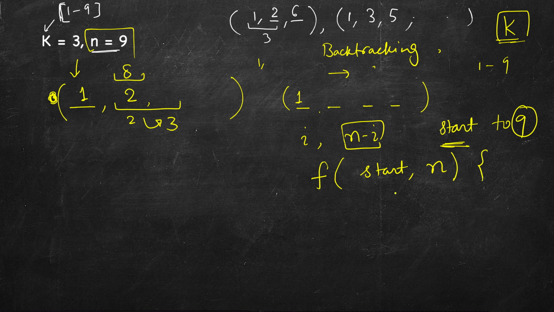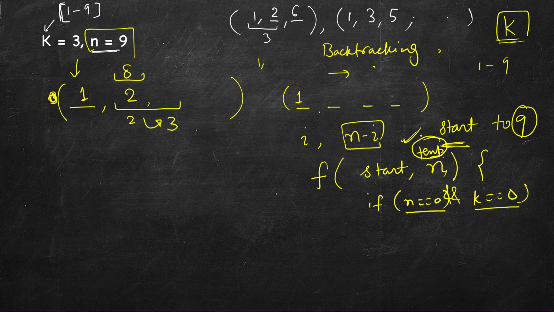So this is n. So here what we do: if n is 0, that is we don't require any further value, and k is 0, that is we have exactly k elements in this vector. We will also pass a temporary vector, let's call it temp. Then we will insert it, this is a valid solution since now the required value is 0 and the required number of variables is also 0. So exactly k values are making exactly n. So this is a valid solution. So we include it and return from it.